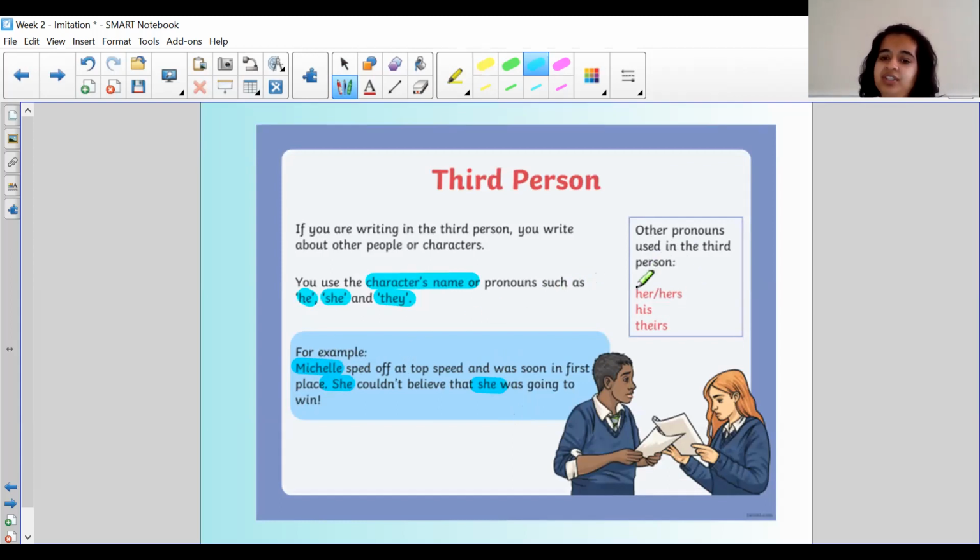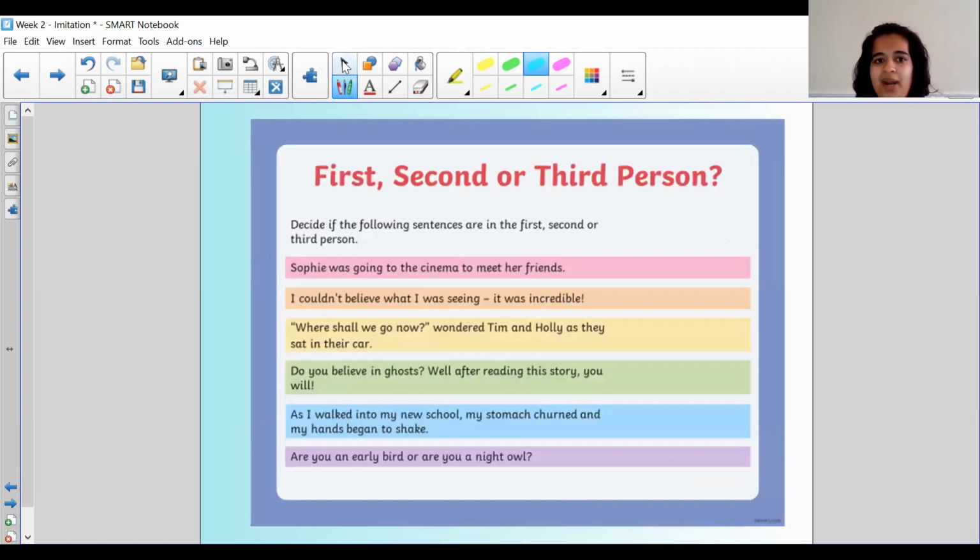Now, other pronouns you could use: her or hers, his or theirs. Okay, remember, talking about other people is third person. All right? Now, let's have a go at doing some practice. Let's decide if the following sentences are first, second, or third person.